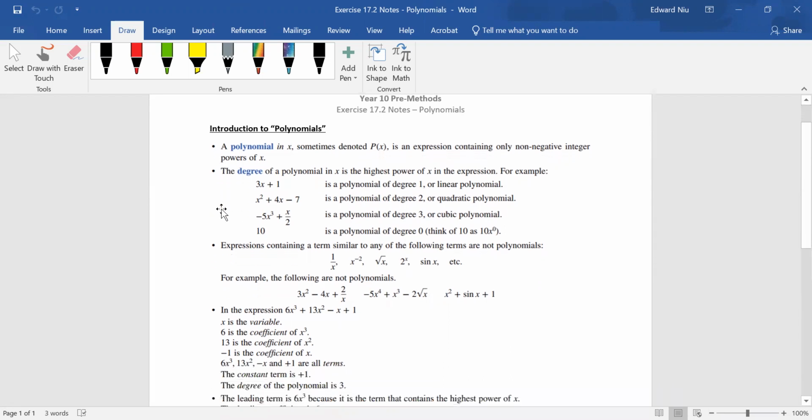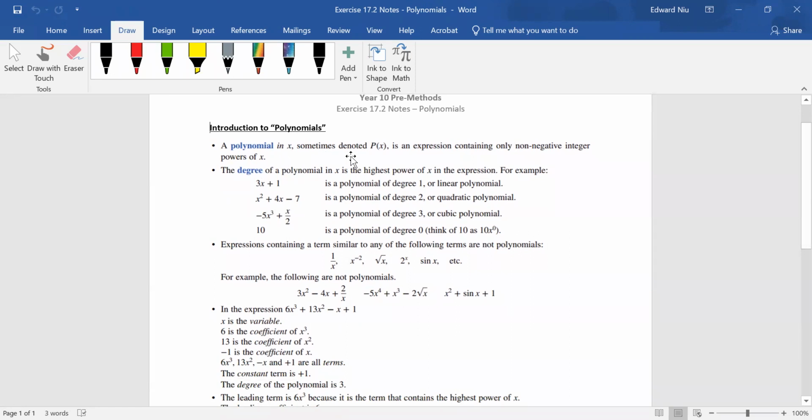For example, what is a polynomial in x? Most of the time, pretty much always, we denote polynomials as P(x) as an abbreviation. What it means is the expression that follows will only contain a non-negative integer power of x. In other words, whenever we have an x in the expression, the power is always going to be positive and it's always going to be an integer. In other words, any integer number greater than 1, inclusive of 1 as well.